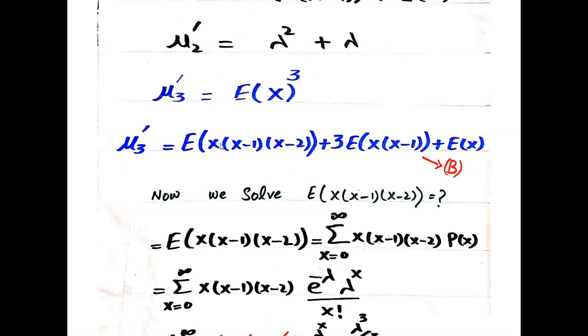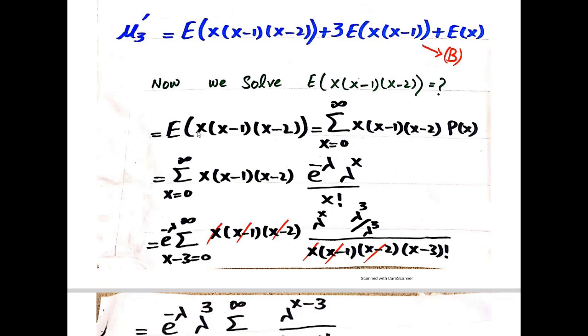But our task is to calculate the expected value of x into x minus 1 into x minus 2. So now we solve this. Here are the three terms that we solve. Random variable x ranges from 0 to infinity, x into x minus 1 into x minus 2 times p of x. So p of x is the probability mass function for the Poisson distribution. We write it as e power minus lambda lambda power x over x factorial, and here are the values x into x minus 1 into x minus 2.